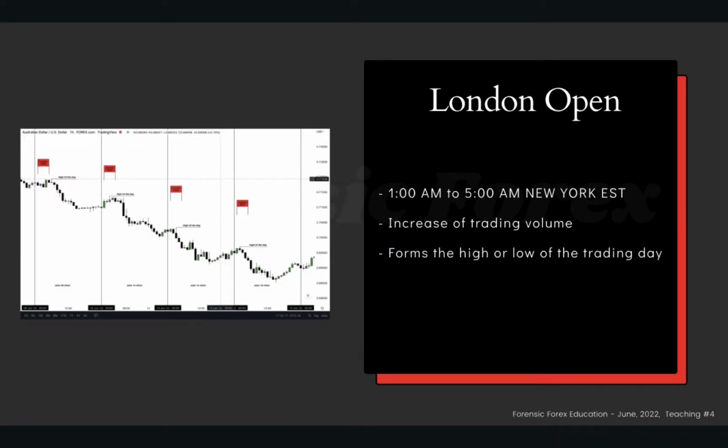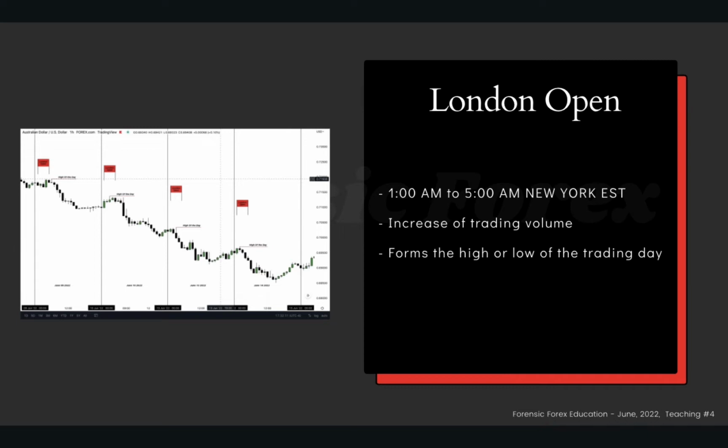The London Open begins at 1 a.m. and ends at 5 a.m. New York Eastern Standard Time. There is an increase of trading volume within this time period. It normally forms the high or low of the trading day. This is where most of the trading volume occurs for the daily range. Here, London, Europe, and other Western countries are waking up to start the trading day.